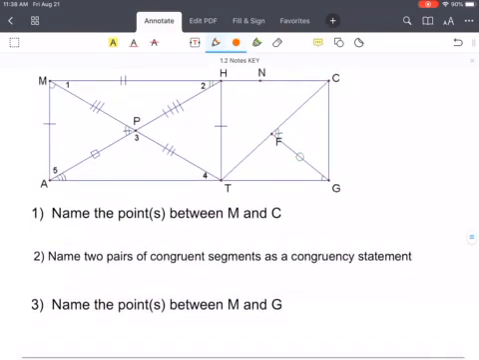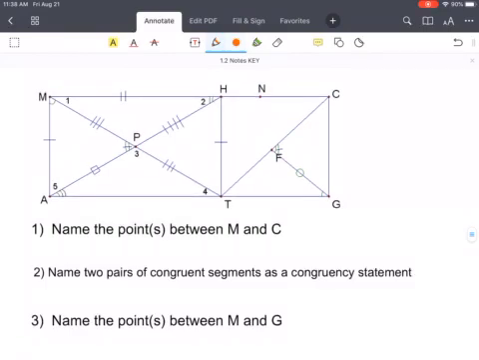So now looking at the different things that we have just talked about, why don't you pause the video for a minute here and answer these three questions, and then we'll check our answers.